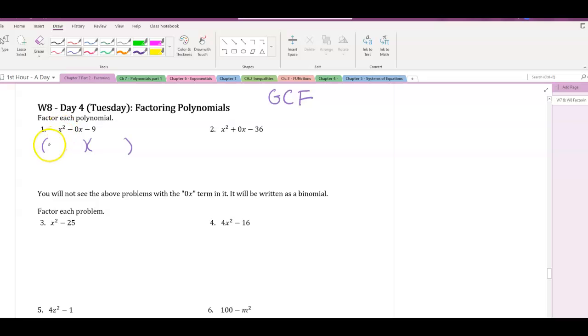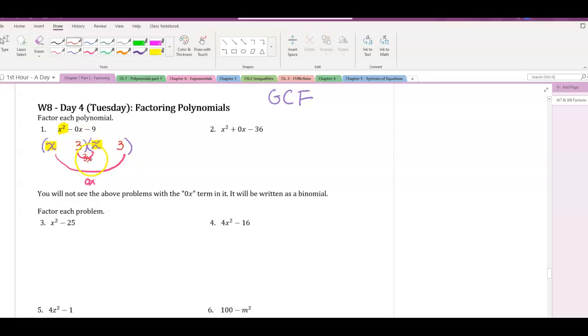If I look at the first spots, I know that x times x has to be x squared. So I have to have x and x. My other option for the back end is 9. So I have 9 and 1, or my other option is 3 and 3. Now, remember, my goal is to get 0x when I add those together. If I put 9 and 1, then I'm definitely not going to get 0. So I'm going to go ahead and try 3 and 3.